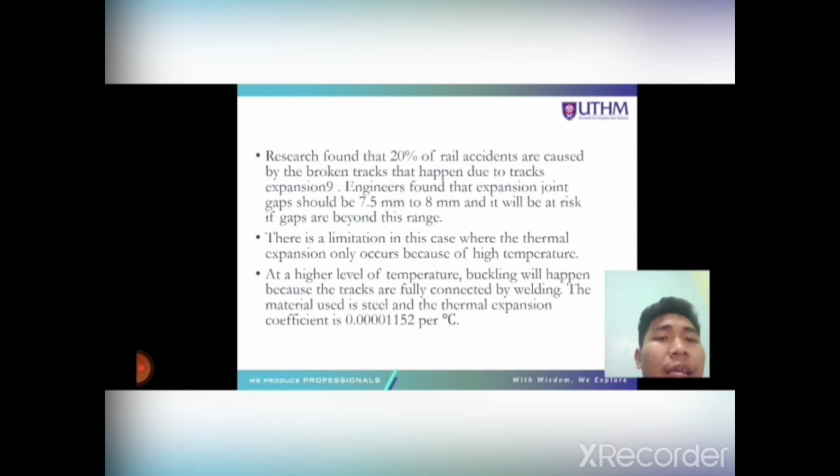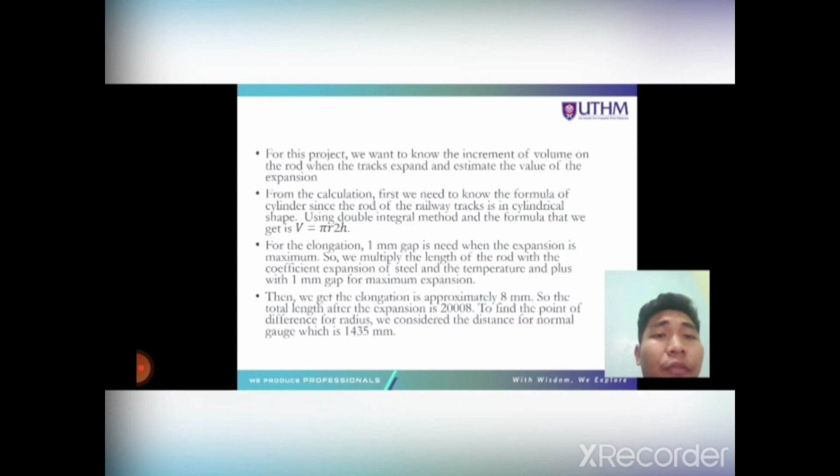At a higher level of temperature, buckling will happen because the tracks are fully connected by welding. For this project, we want to know the increase of volume of the road when the track expands and estimate the volume of the expansion. The formula that we use is V equals pi r squared h.